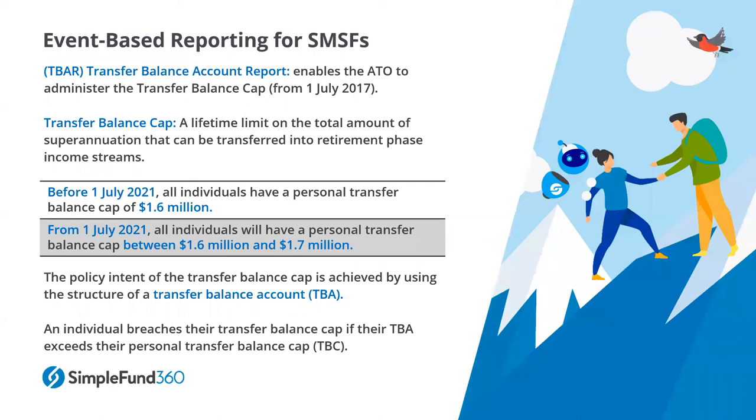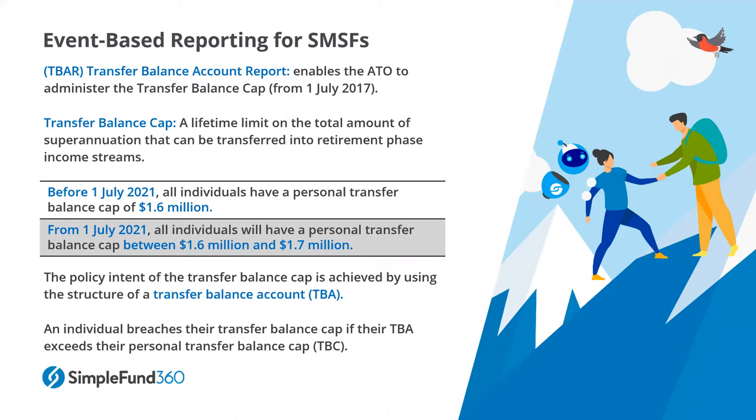Now, before we look at how TBAR is prepared in Simple Fund 360, thought I'd just give a bit of background on what TBAR actually is. Now, this is by no means a new concept. It has been introduced for a while, and essentially TBAR, or Transfer Balance Account Report, is a way that the ATO can administer a member's transfer balance cap. And that is a lifetime limit on the total amount of superannuation that can be transferred into retirement phase income streams.